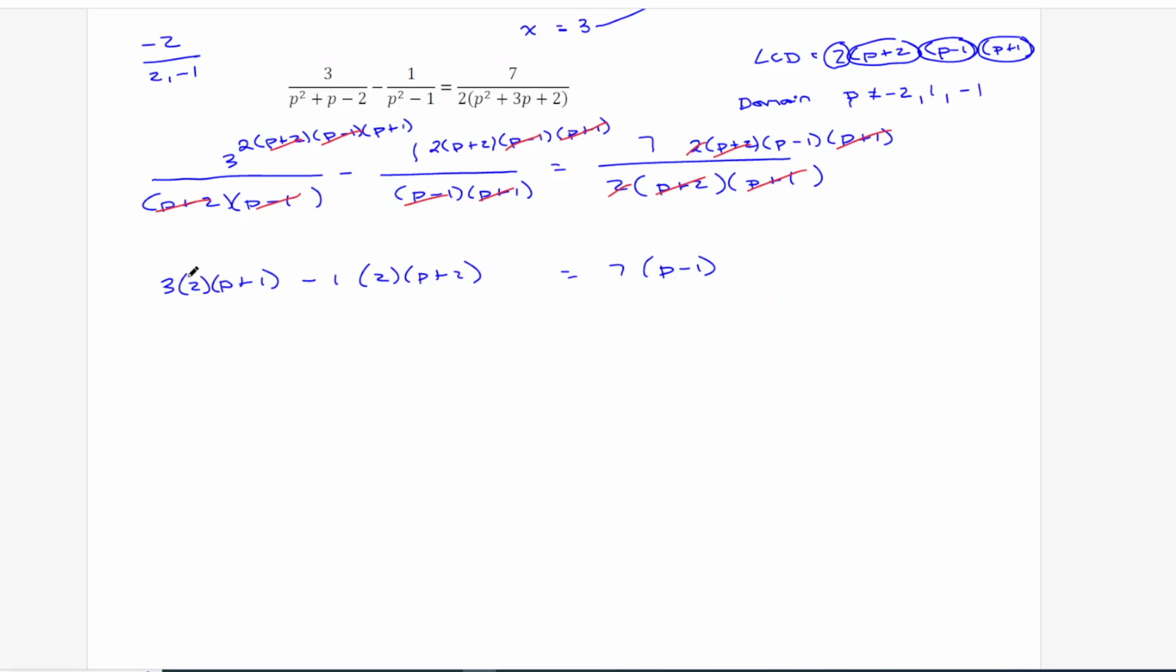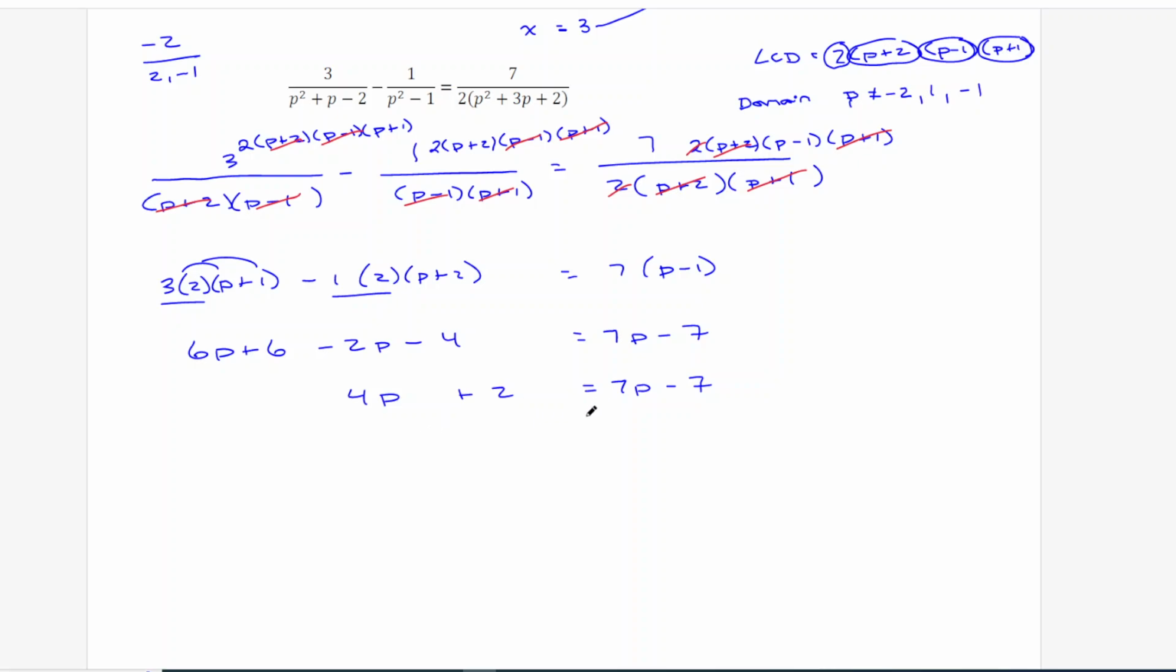So for here, I have 6 that I'm going to multiply through. That will give me 6p plus 6. Here I have a minus 2 that I'm going to multiply through. So I'll have a minus 2p minus 4 is equal to 7p minus 7. Collecting like terms, I have 6p minus 2p is 4p. I have 6 minus 4 is 2, equal to 7p minus 7.